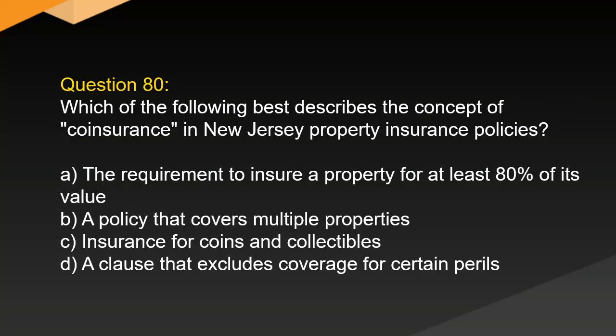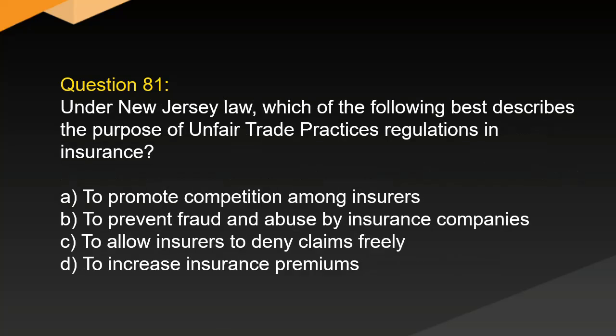Question 80. Which of the following best describes the concept of coinsurance in New Jersey property insurance policies? A. The requirement to insure a property for at least 80% of its value. B. A policy that covers multiple properties. C. Insurance for coins and collectibles. D. A clause that excludes coverage for certain perils.